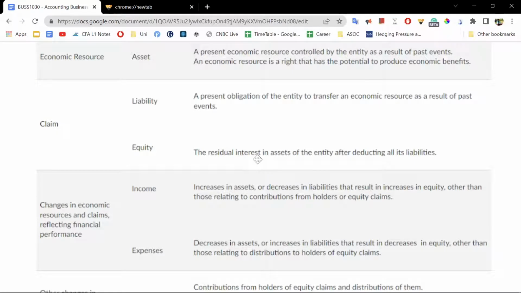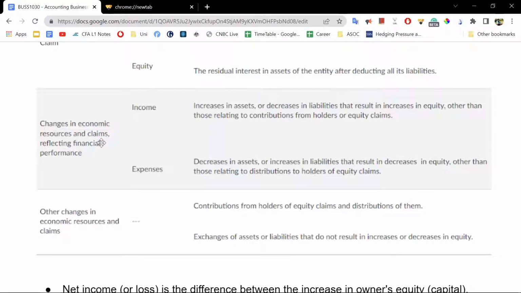These are liabilities. A past event would be the company selling these bonds. Now, because of these bonds, a company has an obligation to transfer economic resources, which are payments, usually principal plus interest, to these creditors.